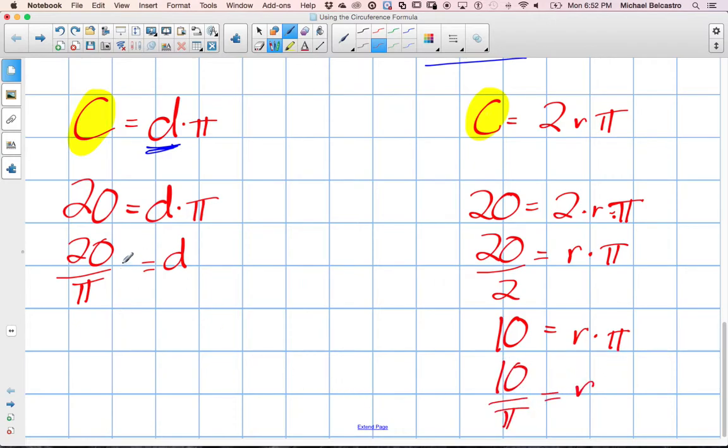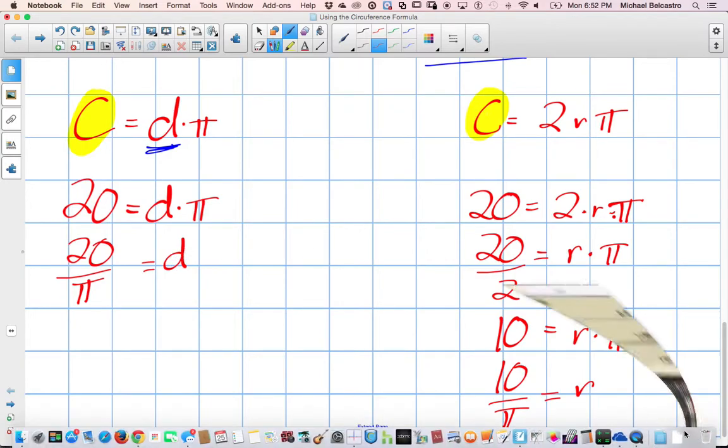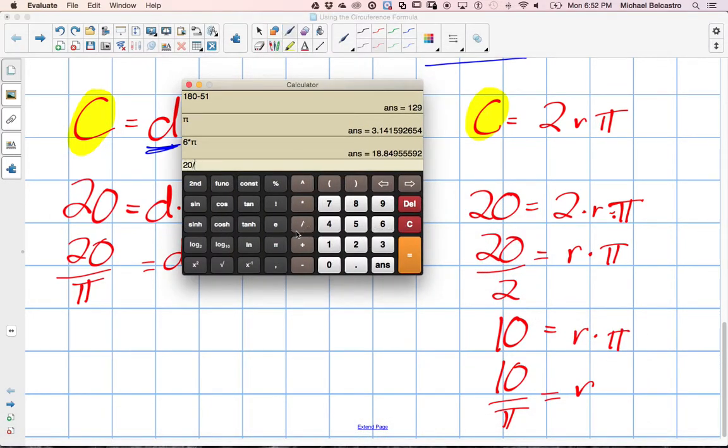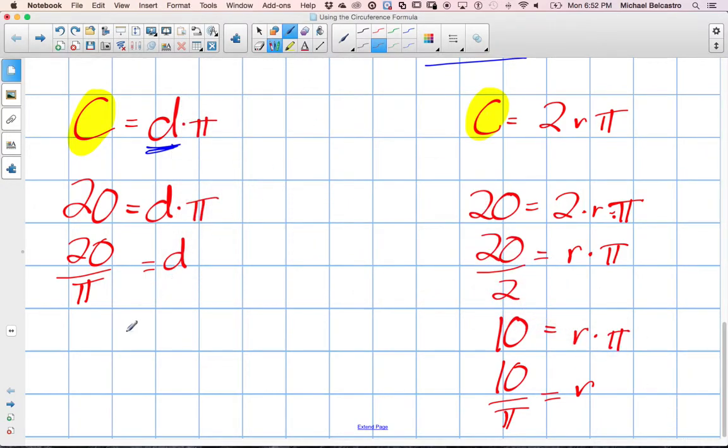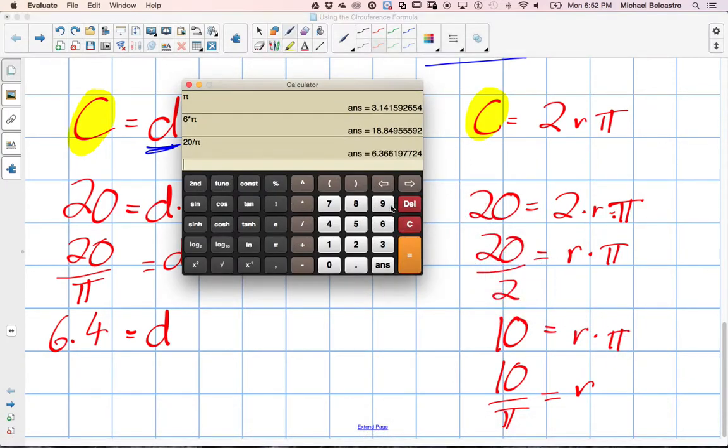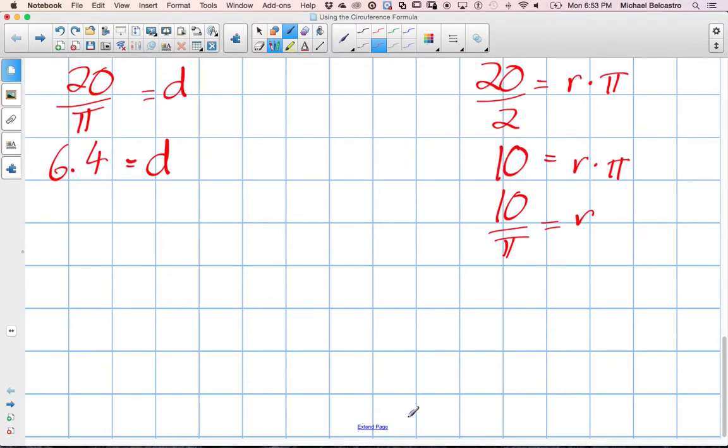Okay, so we're going to get two different answers here. The first one, 20 divided by pi, equals 6.4, roughly, rounded up. So diameter is 6.4. And in this one, 10 divided by pi gives us 3.2-ish, we'll say. Roughly 3.2.